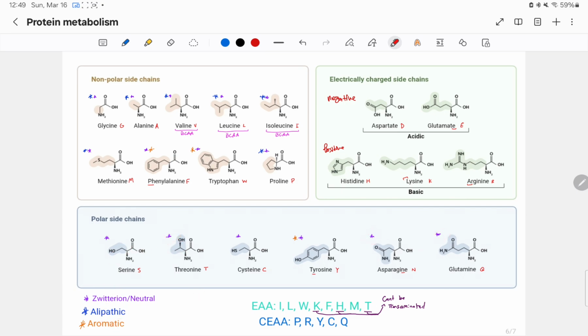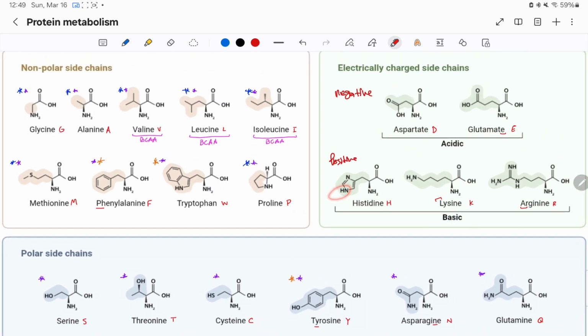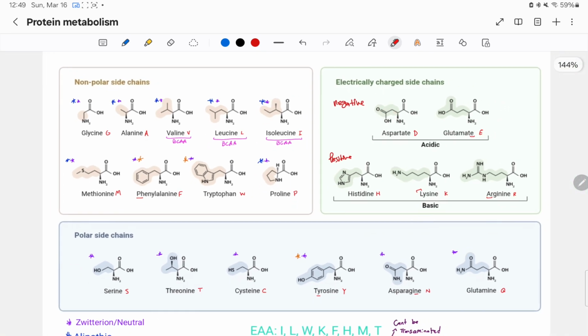Another thing we can do is classify them as aliphatic or not. Usually when we say aliphatic, guys, we're talking about non-polar amino acids. What does aliphatic even mean, though? Aliphatic refers to amino acids that have side chains filled with carbon and hydrogen, but no functional group. What do I mean by this? Well, a functional group is something like a hydroxyl or an amino or a carboxyl, okay? And these guys don't have that.